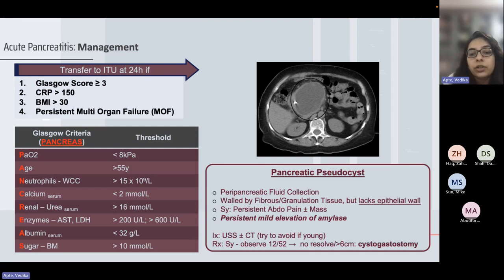If a patient has a pseudocyst, the way you'd investigate that is by ultrasound or CT, but you try to avoid a CT if they're young. In terms of management, you firstly just reassure the patient. Most of the time it does go away, but if it doesn't resolve for many, many weeks, or if it's quite a large cyst, then you can refer the patient for a procedure called cystogastrostomy, which is essentially creating an opening between the pseudocyst and the stomach, so all the fluid can drain into the stomach and then out of our digestive system.